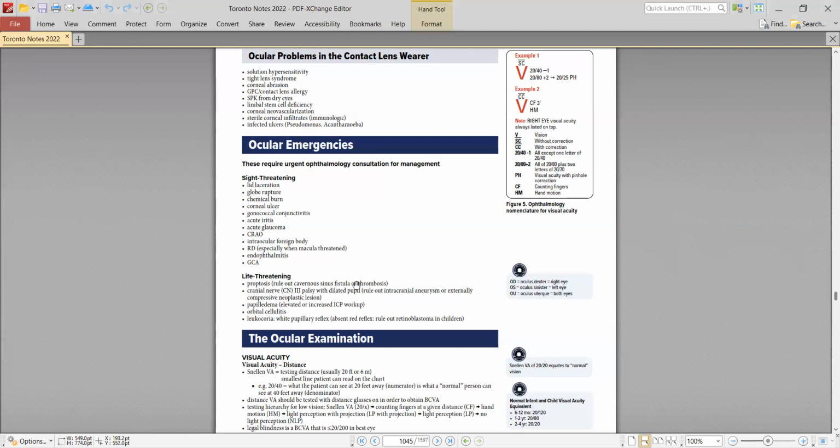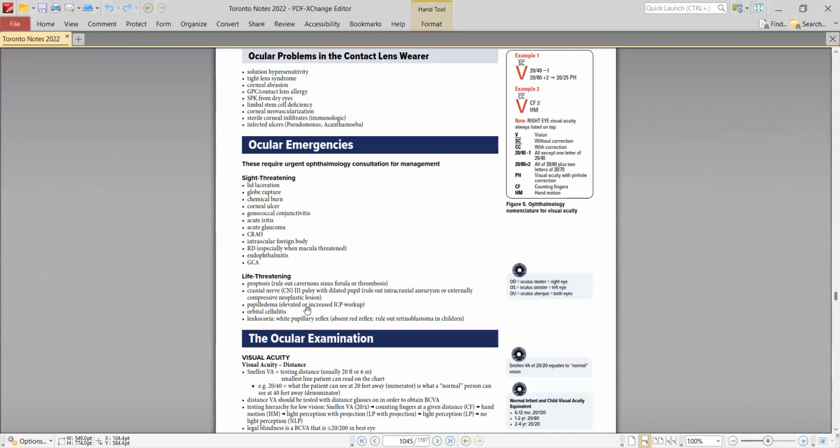This is very, very important, because in third nerve palsy there is palsy of the eye muscles. The eye is down and out; that's the position of the eye. In third nerve palsy, if it is a normal pupil, there's no worry. But if the pupil is dilated, then you have to rule out intracranial aneurysm or an external compressive neoplastic lesion.